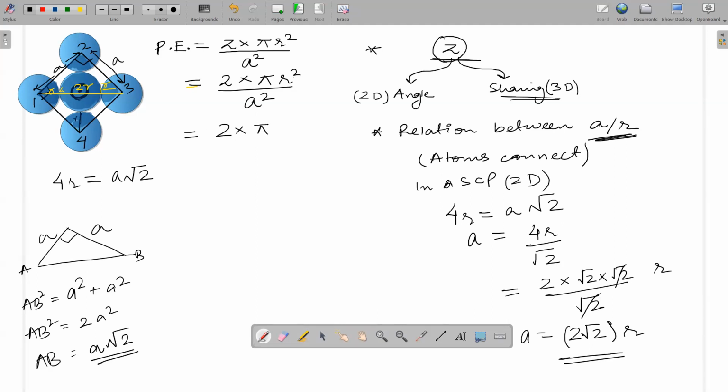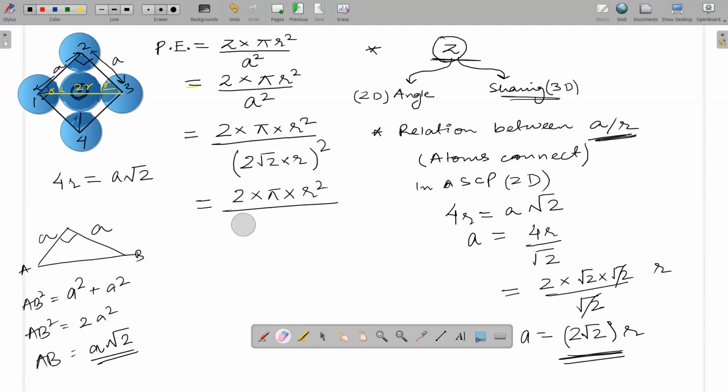2 into pi into R square, upon A square. Now I will write A square in terms of R. So what is A? A is 2 root 2 R, whole square. This will be equal to 2 into pi into R square upon square of 2, which is 4, root 2 square is 2, into R square. So you can cancel 2 by 2, and R square by R square.